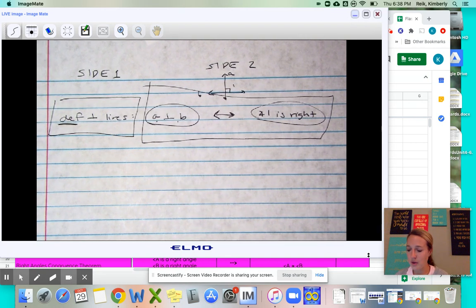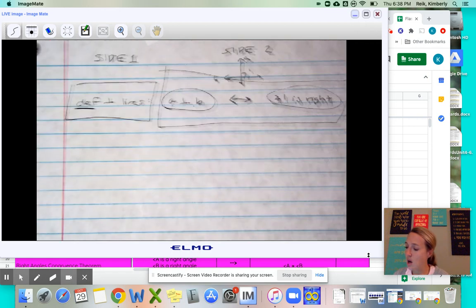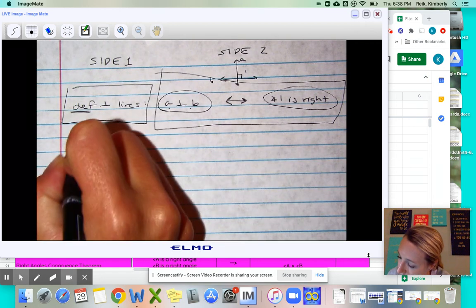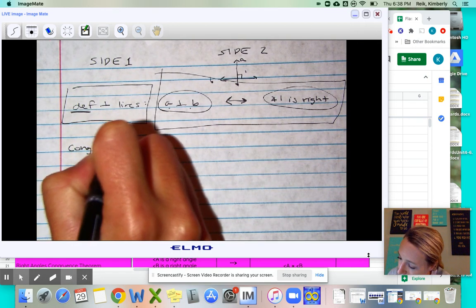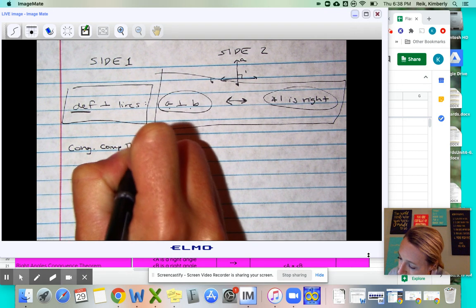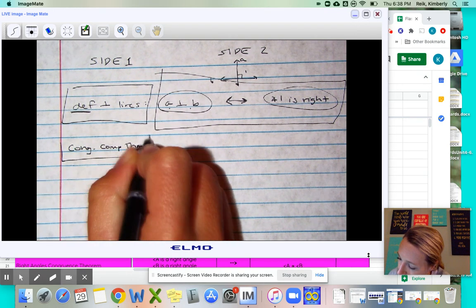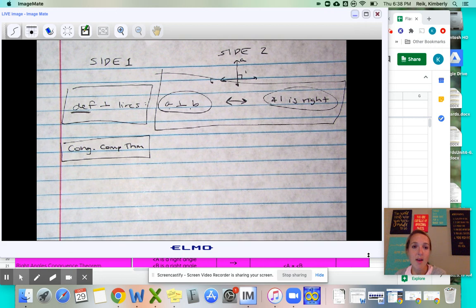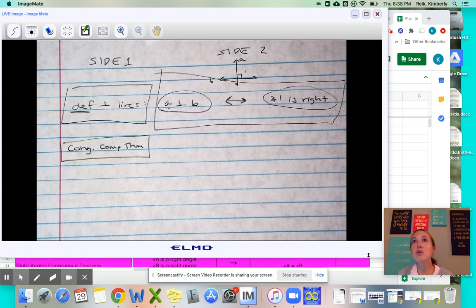All right, so let's do another example. Let's do the congruent complements theorem. So that's what I would write on the front side of the card. And then I ask myself, when can I use it? Well, the words say if two angles are complementary to the same angle.